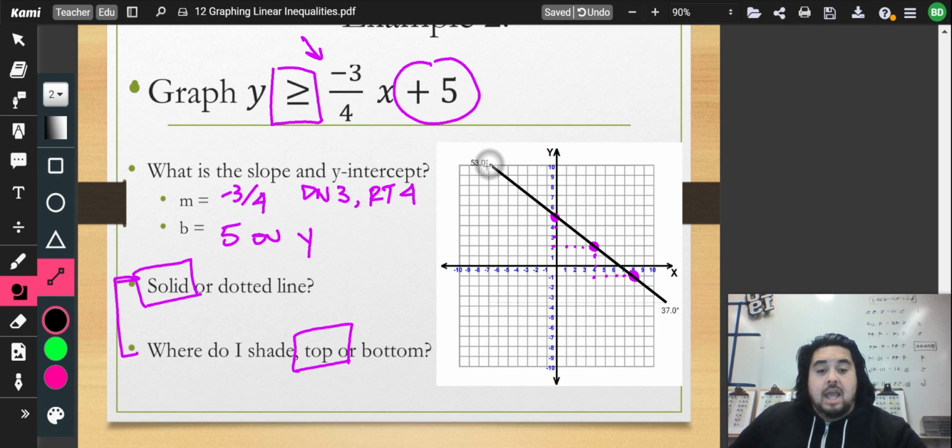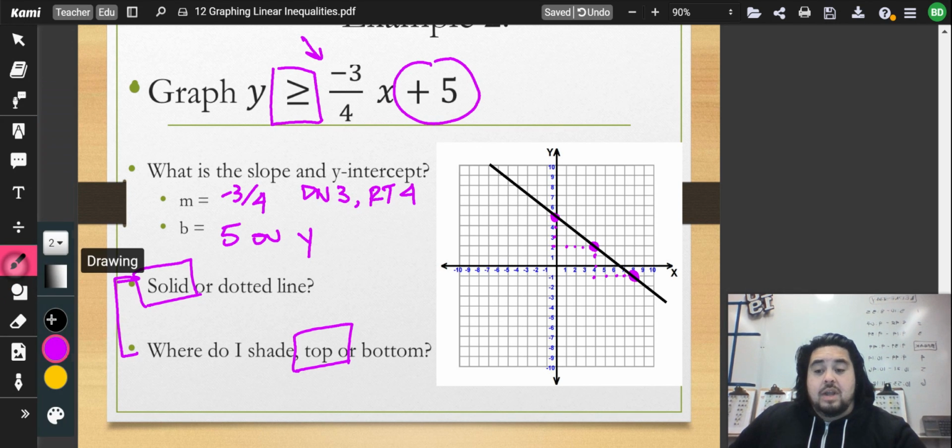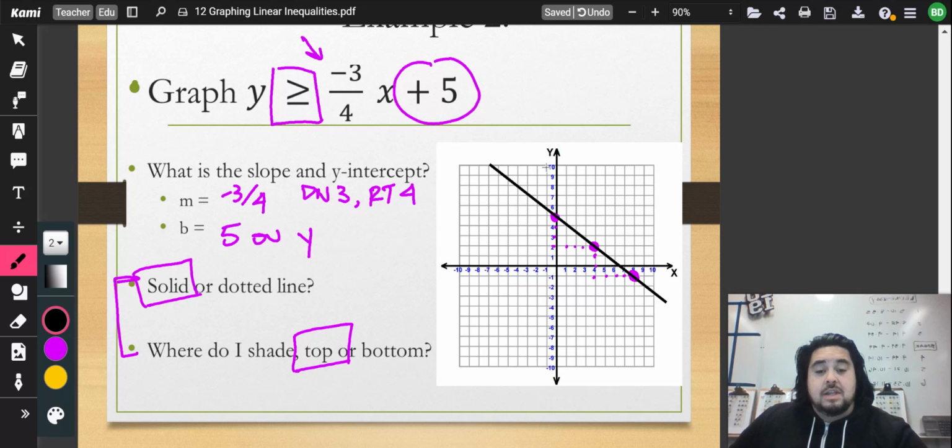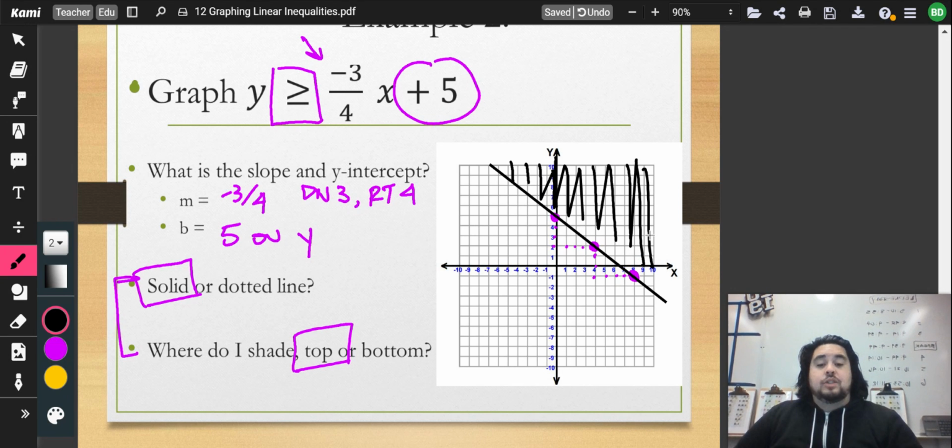Okay, and now for shading, I'm going to shade on the top. So remember, the top, if you can't tell just by looking at the line, is the area of the graph that has the greater y values. So this is where I'm going to be shading. And that's it. Okay, so graphing linear inequalities, not too different from graphing regular y equals mx plus b.